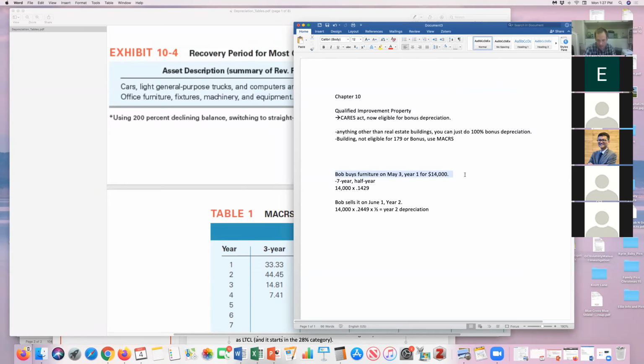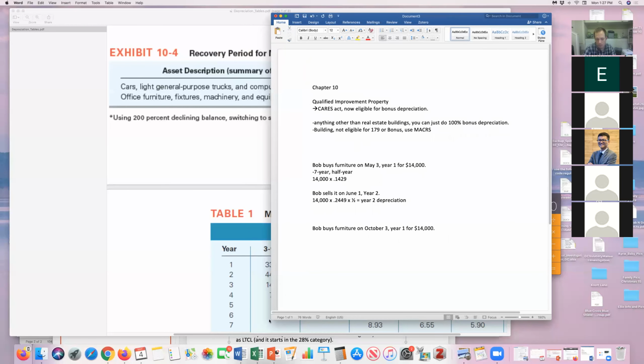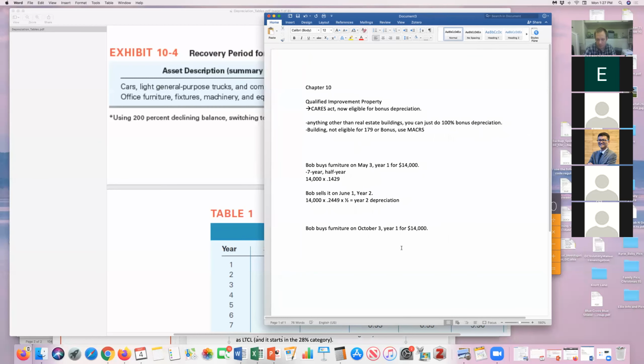What if I said same facts except Bob bought the furniture on October 3rd. So what would be different now? It would be the mid-quarter convention, if more than 40% of assets are placed in service in the fourth quarter. Exactly right. Since this is his only asset, 100% of his assets were in the fourth quarter. And since 100 is more than 40%, now he has to use the mid-quarter convention.